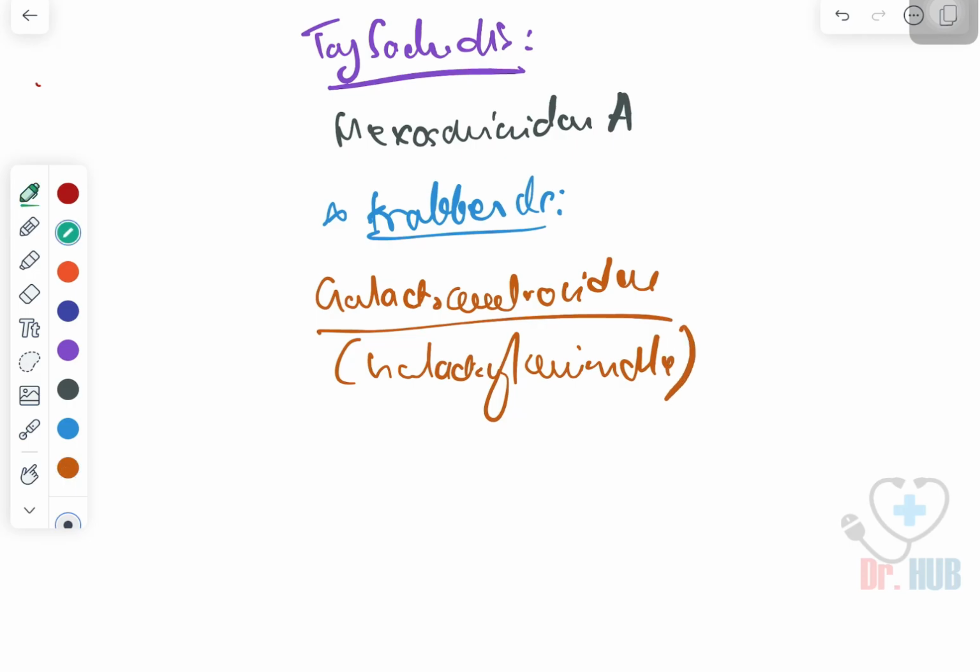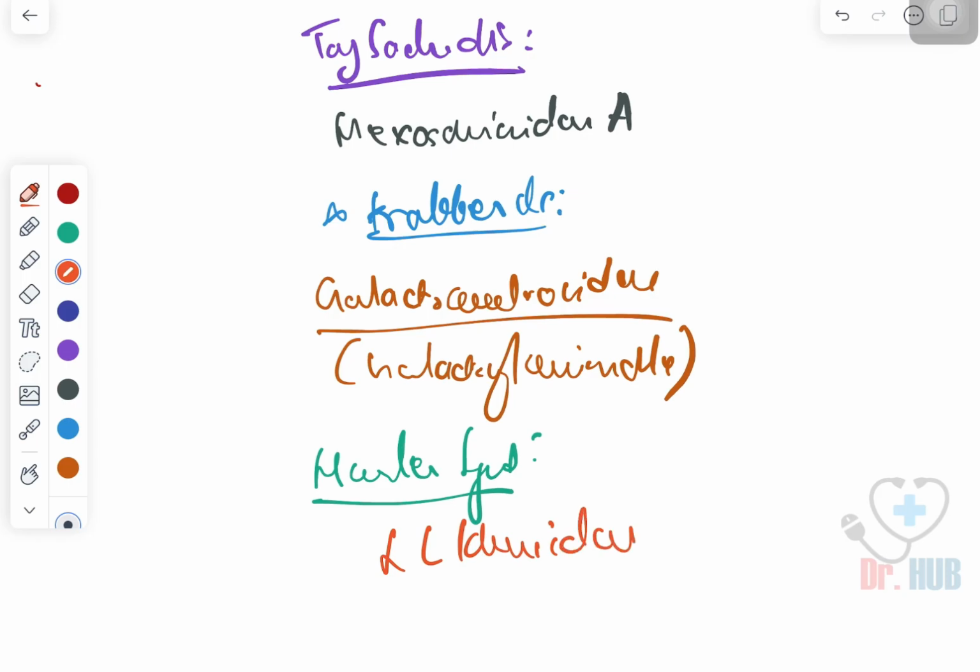The next question was, what is the enzyme defect of Hurler's syndrome? The enzyme defect here is alpha-L-iduronidase.